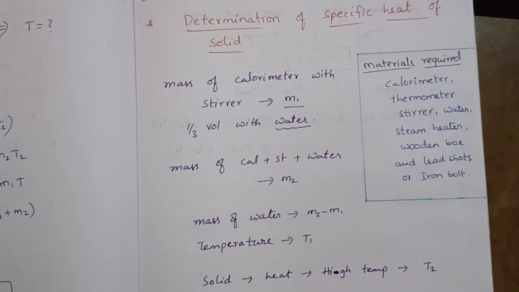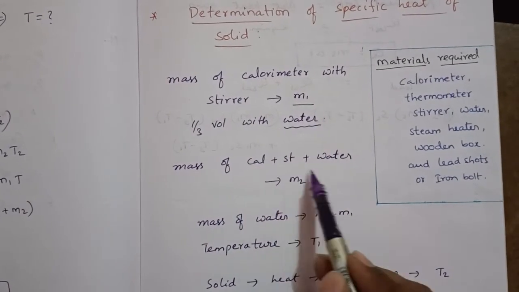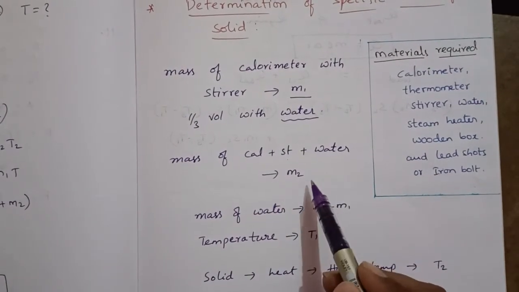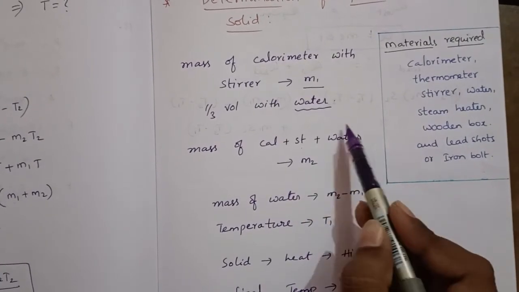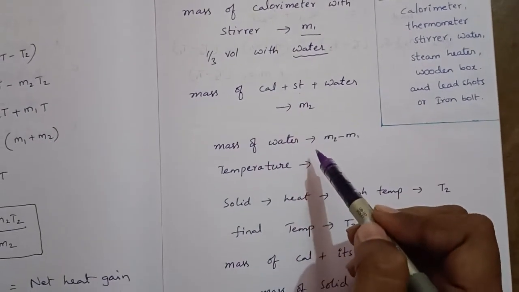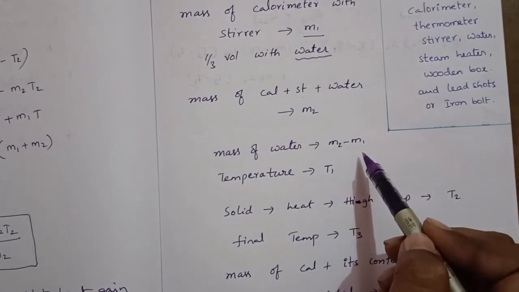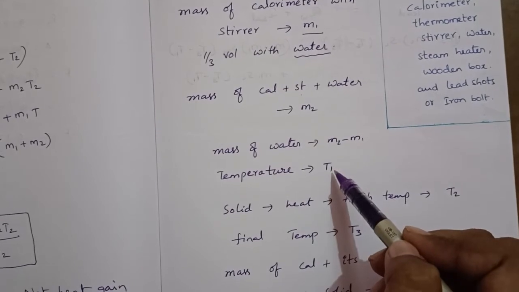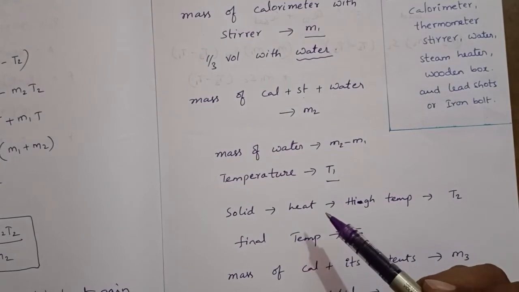Now its mass: calorimeter, stirrer, water. Its total mass is M2. If we want only water mass, we should remove calorimeter plus stirrer. So M2 minus M1 is only the mass of the water. Now we can measure the temperature. It is T1.